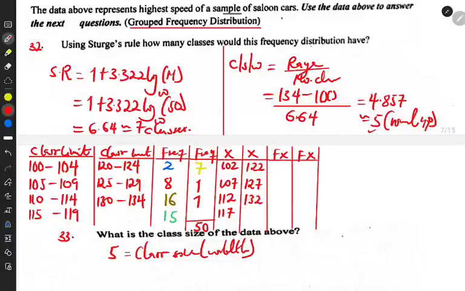So a column for f of x, so that we can then get the total and then calculate our mean. So here, frequency by x. So here 2 by 102. You're supposed to get a figure of 204. Okay. Then 8 by 127. Sorry, I say 8 by 127.